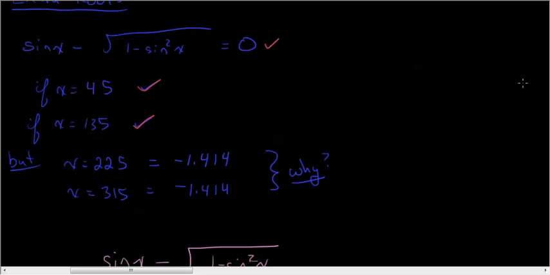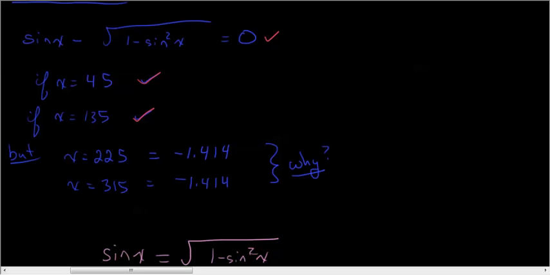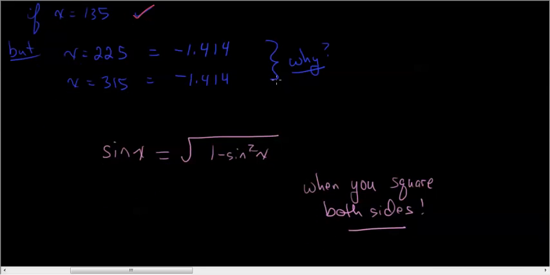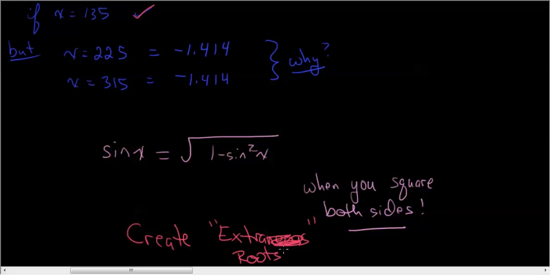How can that be? What, did I do something wrong in my steps? No, my steps were absolutely correct. But what happened was when I squared this side, when you square both sides, you have the possibility, not always, but you have the possibility of creating extraneous roots. And if you can't spell extraneous like I can't, you just say you create extra roots. So we have to watch for that.